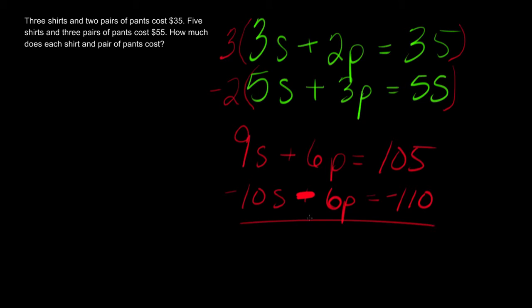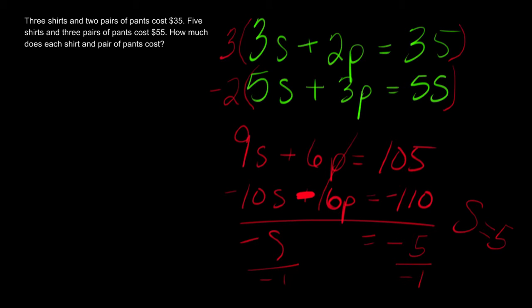Now I'm going to solve. I'm going to add straight up and down. 9S plus -10S equals -1S. 6P plus -6P equals 0, so that cancels. 105 plus -110 equals -5. Divide both sides by -1, and we're left with S equals 5 because two negatives make a positive.